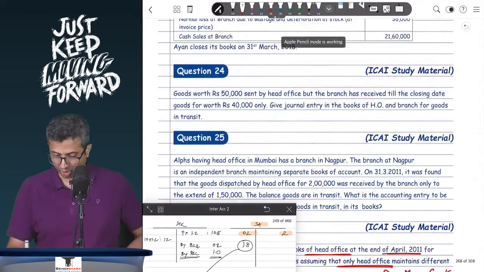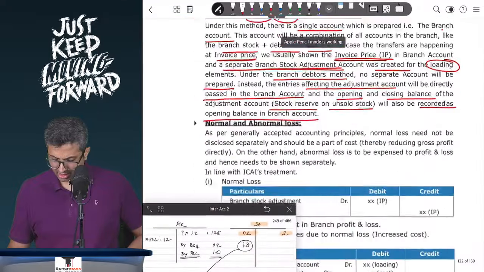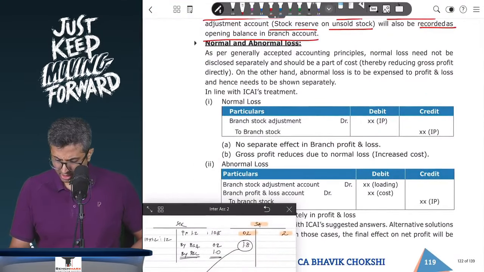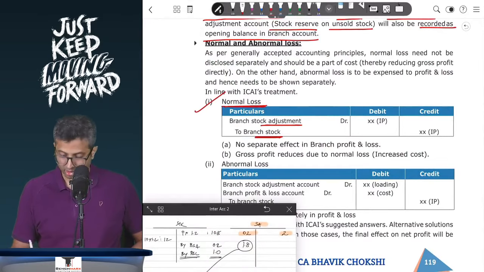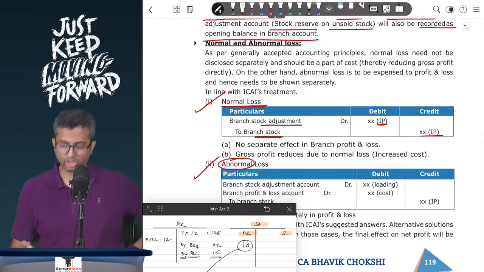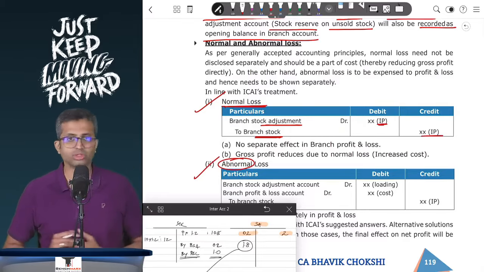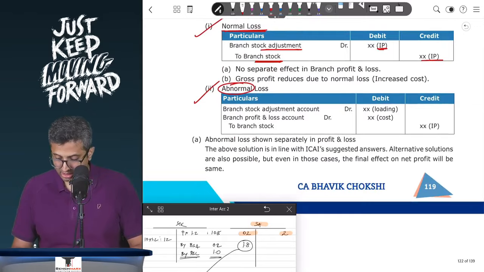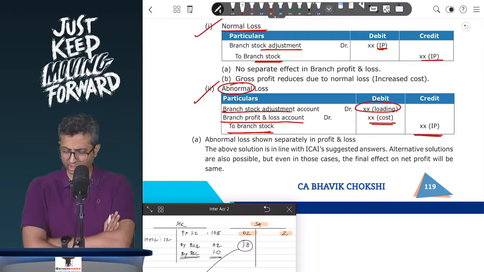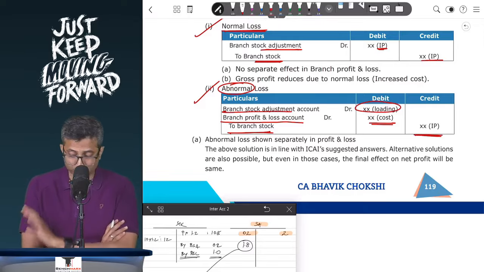Now, long story short, if it is a normal loss, for eliminating normal loss, your entry will be branch stock adjustment account debit to branch stock. This is entirely at the invoice price. Whereas if it is an abnormal loss, I have to show it separately, and hence the cost of the goods lost will be shown within branch P&L. So this is branch profit and loss. This is for the cost. Branch stock is still credited by the invoice price, and the branch stock adjustment account will only be adjusted by the loading. The abnormal loss will be shown in the P&L.